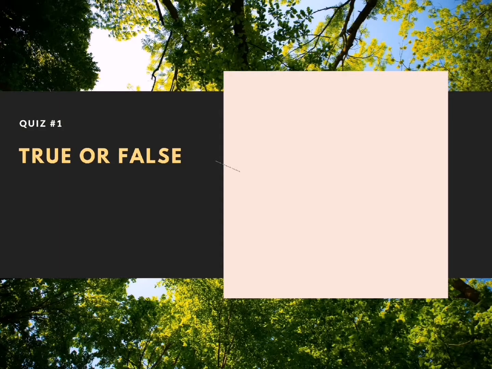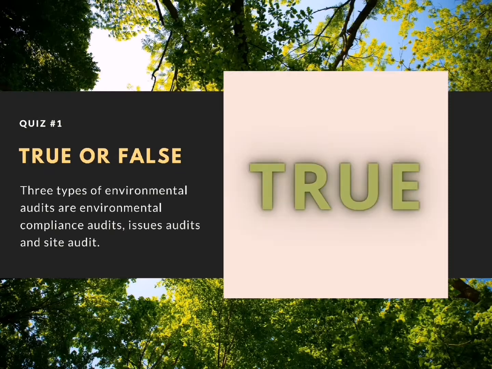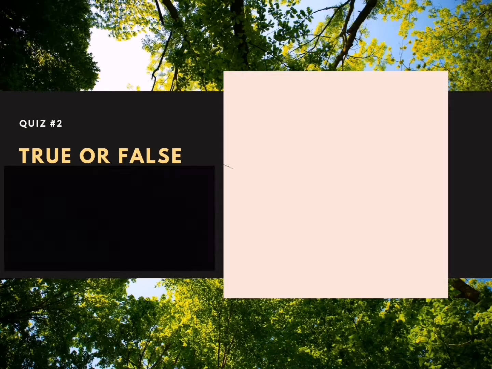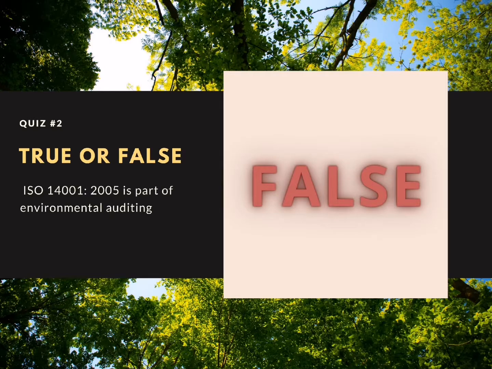Quiz 1. Just answer the questions by choosing true or false. The first question is: the 3 types of environmental audits are compliance audits, issues audits, and site audits. Yes, the answer is true. The next question is quiz 2. True or false? ISO 14001:2005 is part of environmental auditing. Yes, the answer is false.